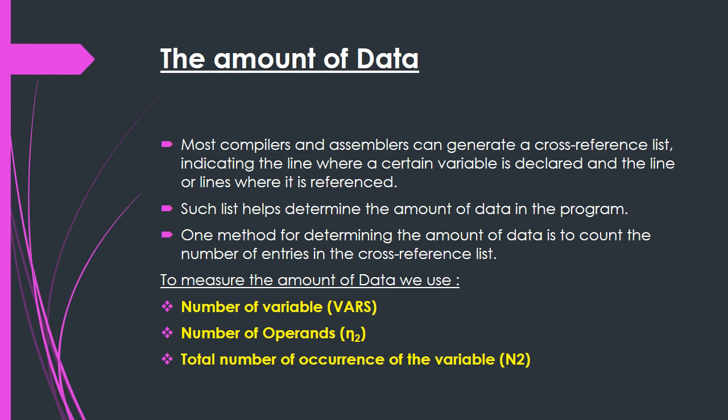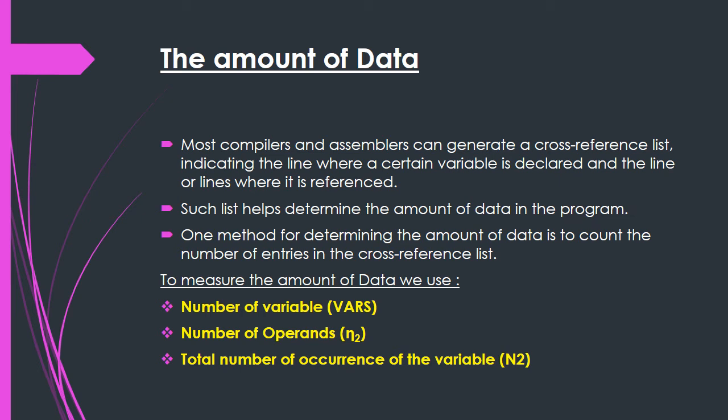And at the end, what they do is count the entire number of entries present in that cross reference list. For measuring the entire amount of data, we have different metrics. For example, we calculate the number of variables present in the program, then the number of operands used in the program, then the total number of occurrences of these variables. So the number of variables, the number of operands, and how many times these operands occur inside the source program are all counted and mentioned in the cross reference list.